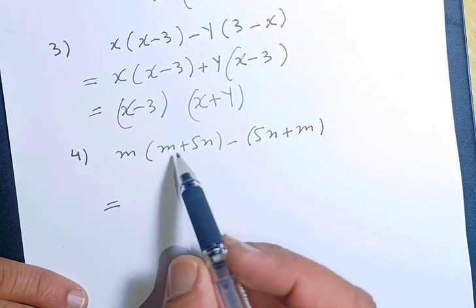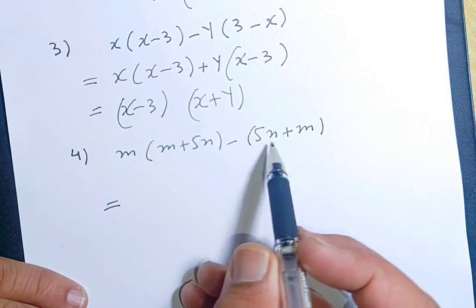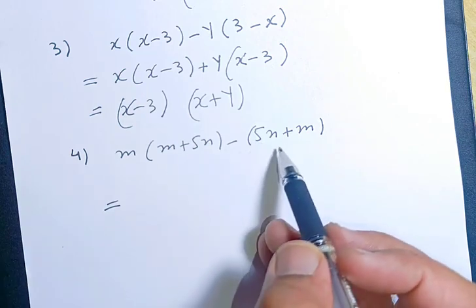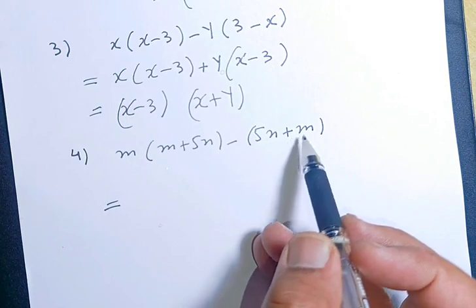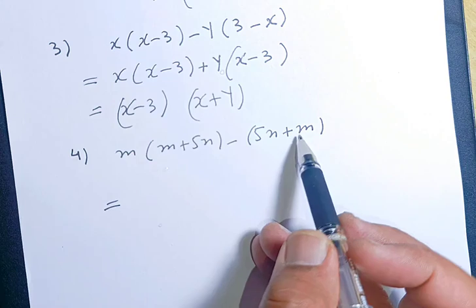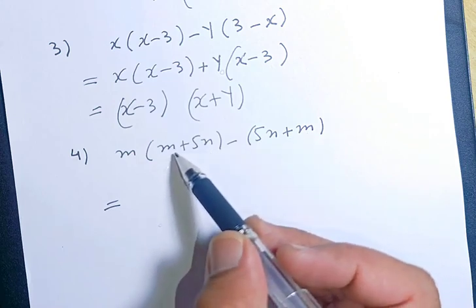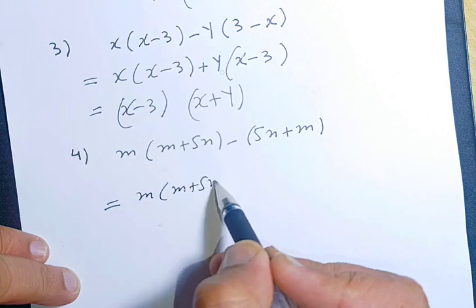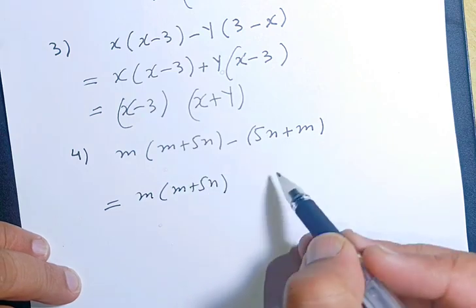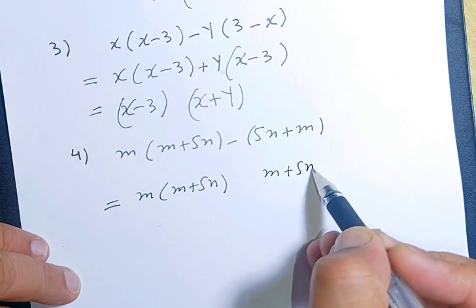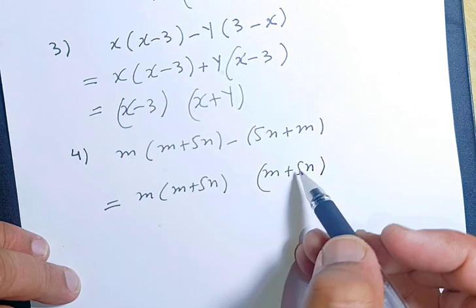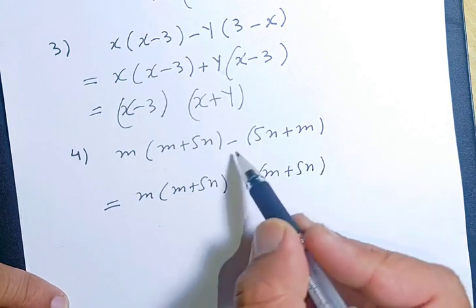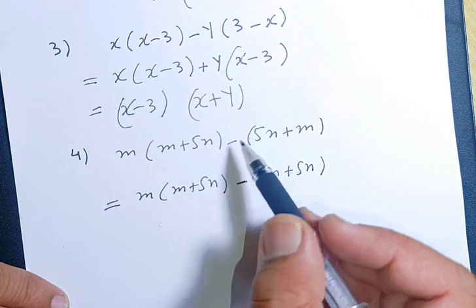This is the question: m bracket m plus 5n minus bracket 5n plus m. Now obviously I have to modify first, because 5n plus m I'm going to make like term, like m plus 5n. So m plus 5n. Now this I make m plus 5n, because it is a positive sign, the change is going to affect nothing outside or inside, so the minus sign will remain.